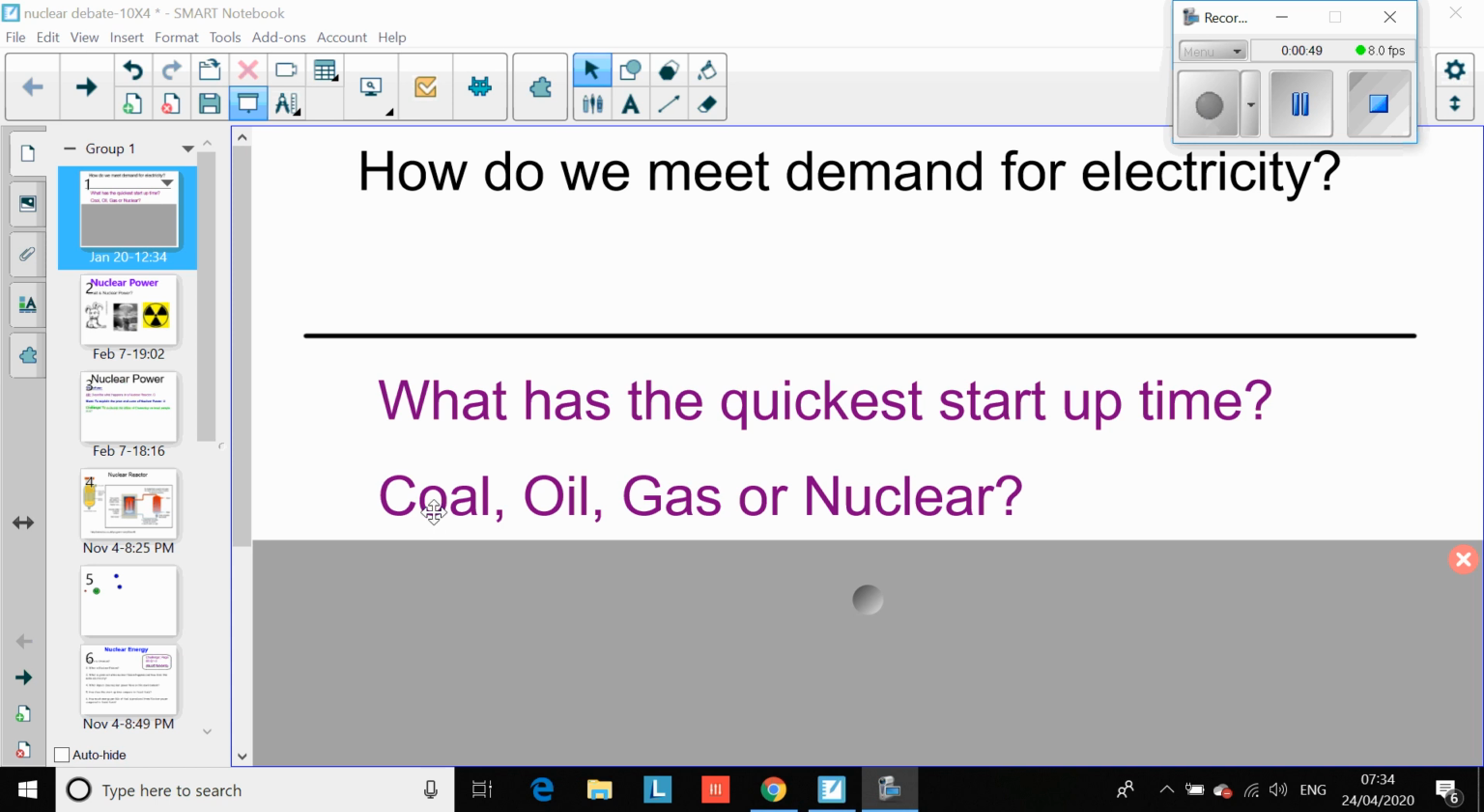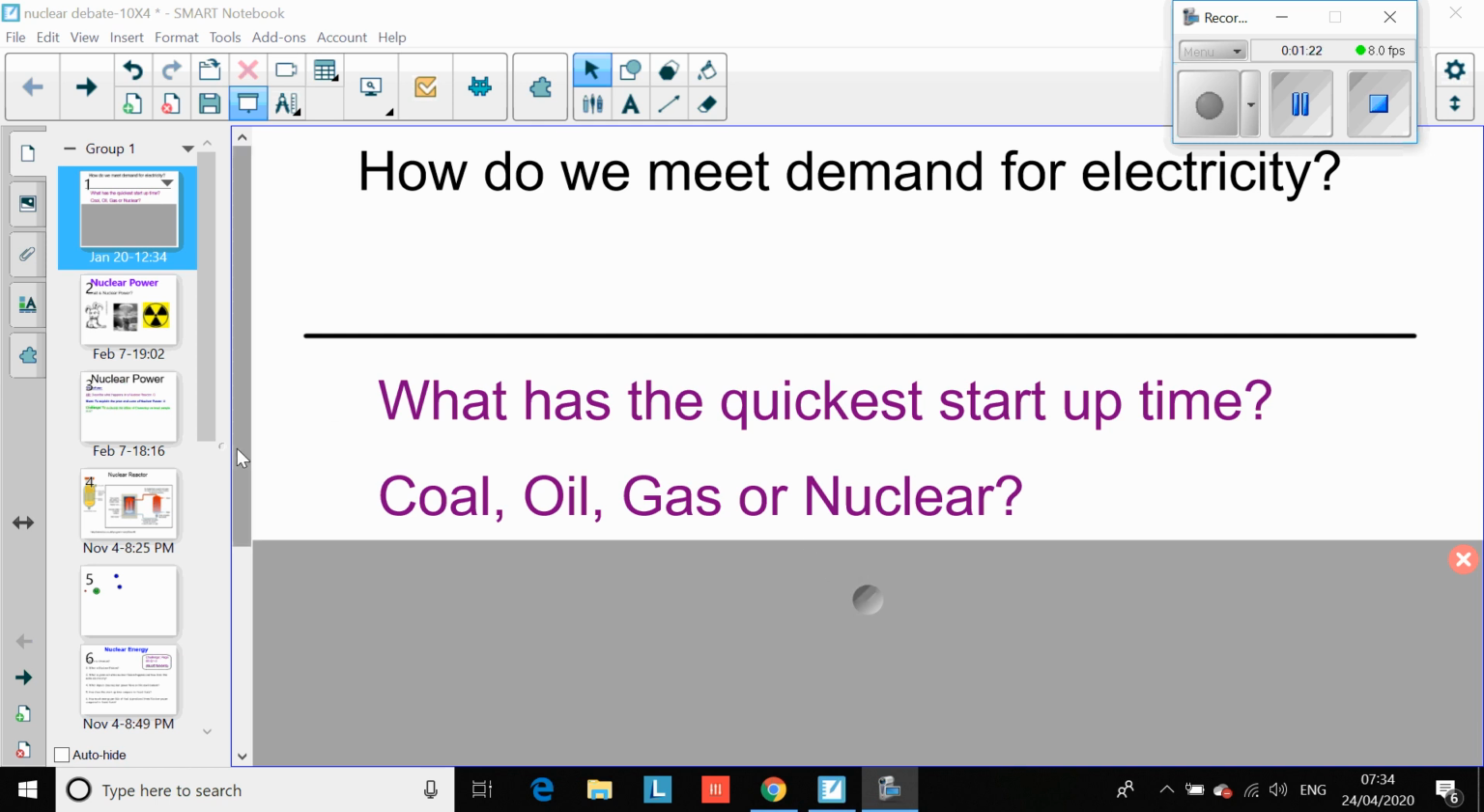So, of these three, the one which has the fastest startup time is gas. You simply flood the gas through the system, ignite it, and it starts to heat the water very quickly. Coal and oil can take quite a long time, and nuclear takes the longest. That can take several hours to get a nuclear reactor generating enough heat in order for it to turn water into steam to generate electricity. So, why bother using it? Well, it does have its uses, and that's what we're going to look at today.